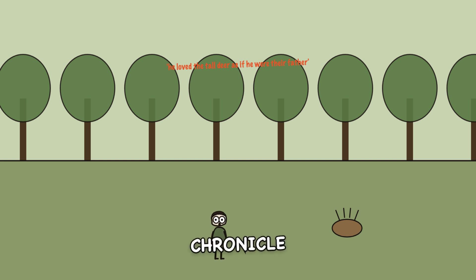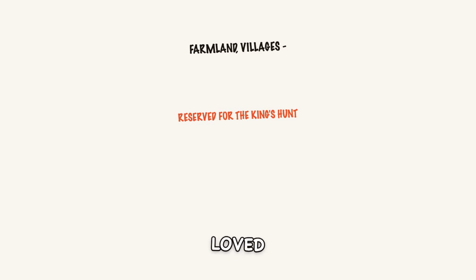The Anglo-Saxon Chronicle itself bitterly condemned William for this, famously writing that he loved the tall deer as if he were their father. Forest law struck many ordinary English people as a uniquely arrogant symbol of Norman tyranny. It prioritized one king's personal hunting pleasure over the basic livelihoods of entire communities, and it survived, in various harsh forms, for generations after William's own death.